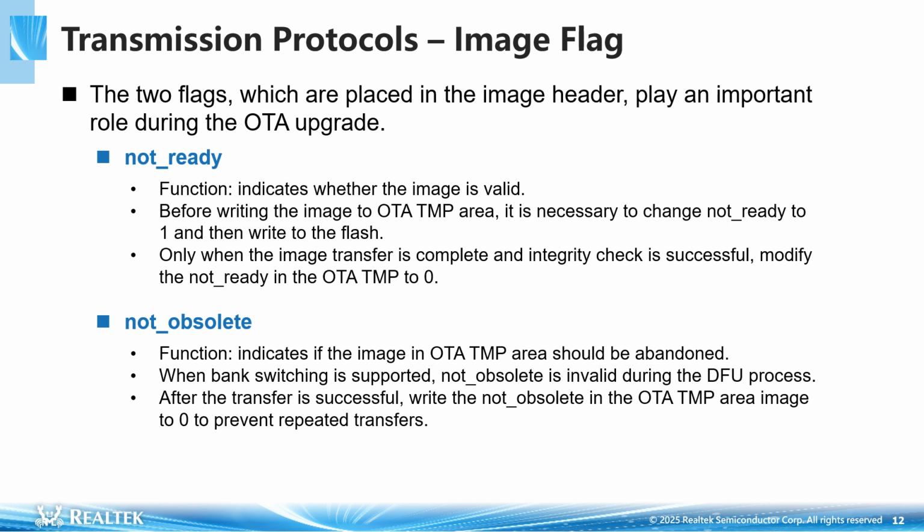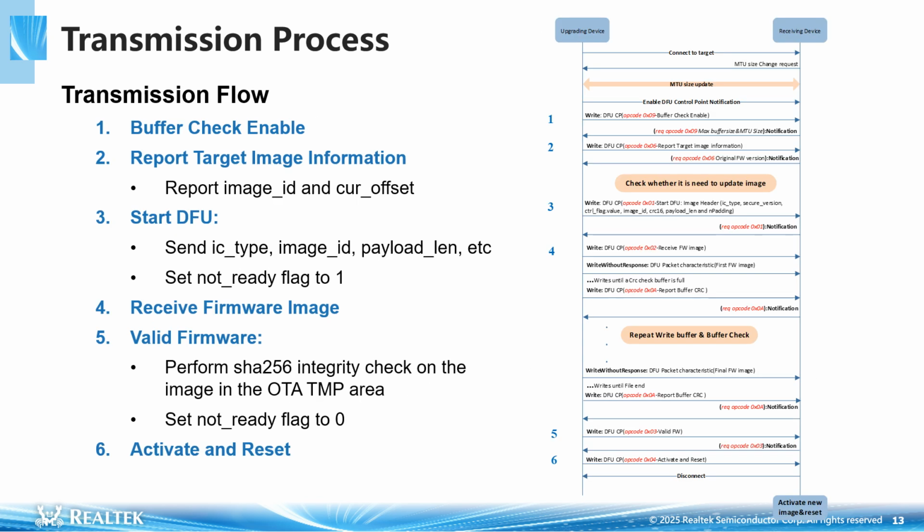At this point, the image is moved from the OTA temp area to the corresponding image's running area within the OTA bank 0. After the successful move, the not obsolete flag in the OTA temp area image is set to 0 to prevent repeated transfers. This flag system helps manage the validity and status of images in the flash memory during OTA updates, ensuring that only fully transferred and verified images are used, and preventing outdated or partially transferred images from being executed.